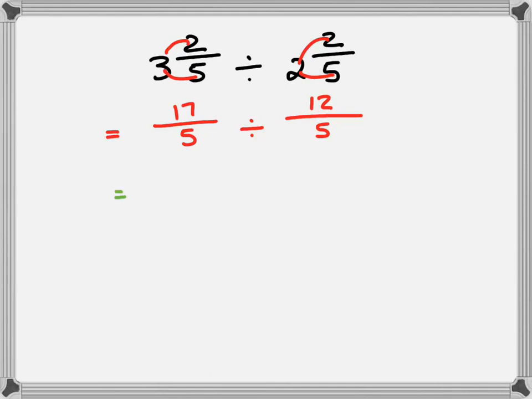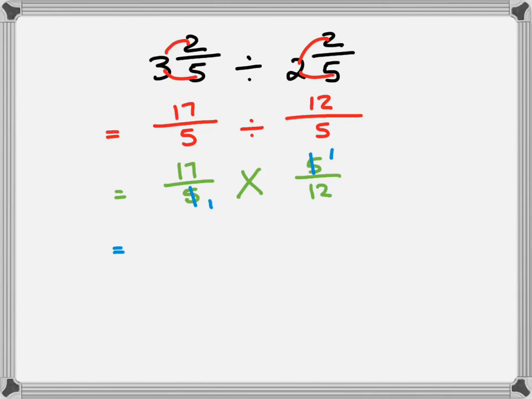So the first step is we keep the first fraction as it is. Second step, we invert the second fraction. So 5 goes on top and 12 underneath. Third step, we make divide into times. Now it's starting to look a little friendlier. Let's do some cancellations. 5 can go into itself once and 5 can go into itself once. There's nothing else that we can cancel out.